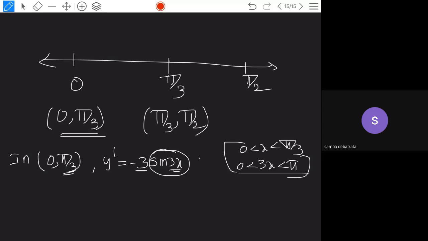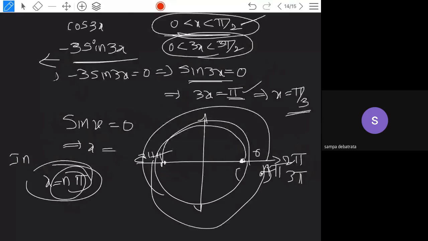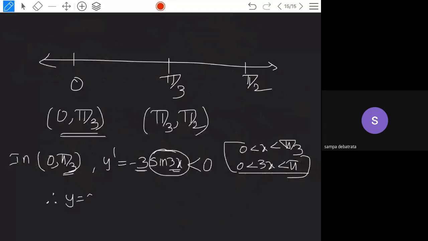So therefore you can say, instead of writing y, you can write the function itself. What is the function given to you? That is cos 3x. Therefore you can write that y equal to cos 3x has derivative less than 0, so it is decreasing in 0 to pi by 3.